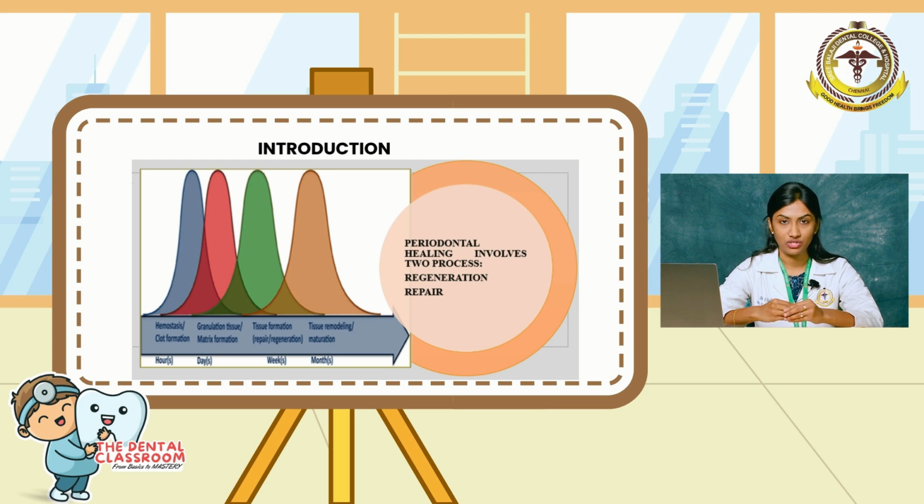So the basis of periodontal healing involves two processes, which are repair and regeneration. What is repair? Repair is a type of healing where one tissue is replaced by another tissue. This is a process where we get only scar tissue. It does not involve any functional activity of the periodontium. So in order to achieve this functional activity, we need the regenerative process to happen.